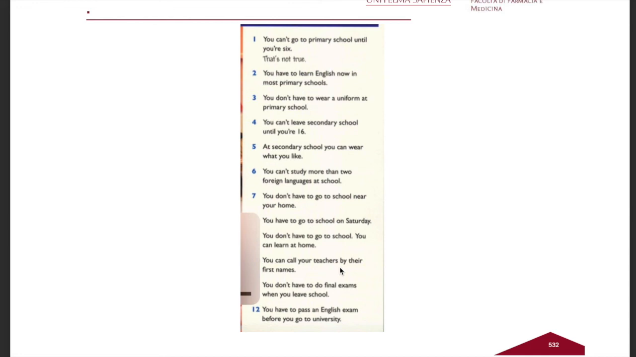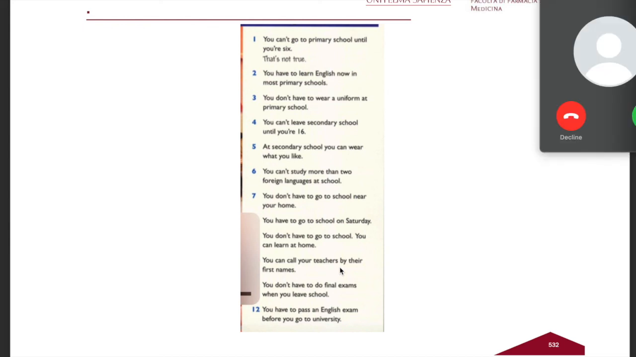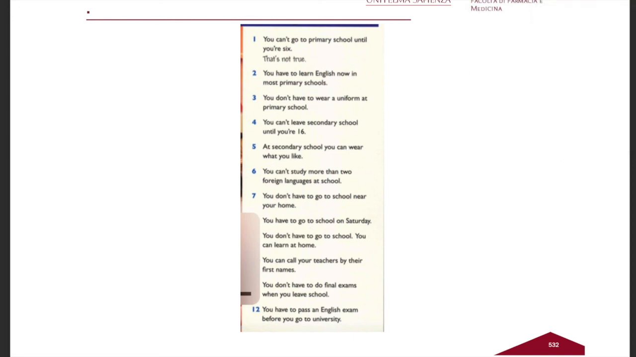If I say you don't have to call teachers by their first names, this means I could call them Jane or I could call them Mrs. Smith.